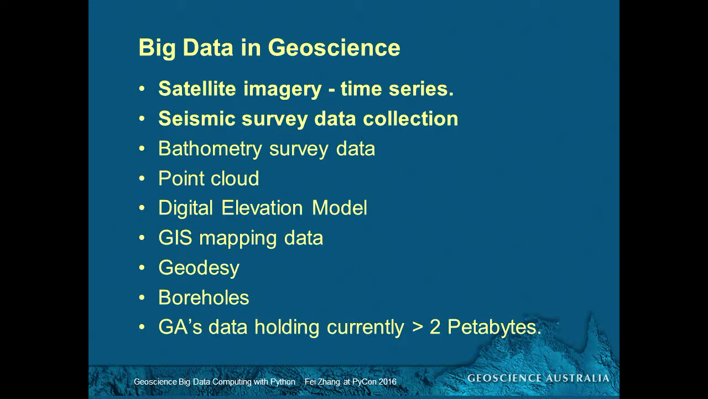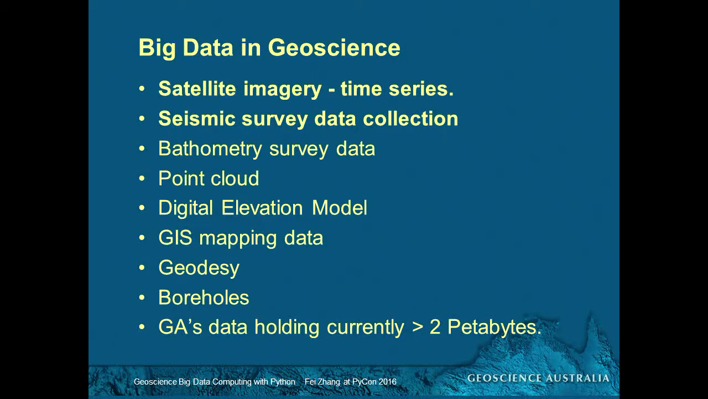And the second area is seismic survey data collection, and the bathymetry survey data. Recently, the MH370 airplane went missing in the ocean, so we had a program to acquire lots of ocean bathymetric data, to try to discover where the plane landed. So that's big data collected and archived in Geoscience Australia.